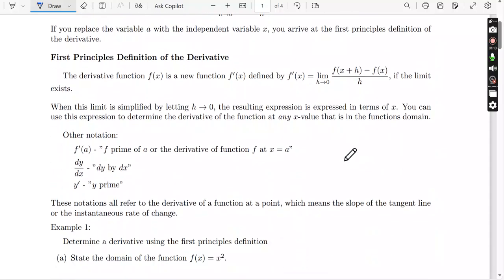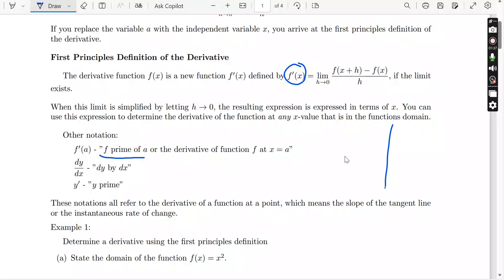So what this is saying is a derivative, which is denoted or represented by this notation, f prime of x, okay, or f prime of a. So f prime of a or f prime of x is the derivative of a function f at x equals a. And what exactly is that? Well, essentially what we're trying to find is the instantaneous rate of change as the limit of h approaches 0.